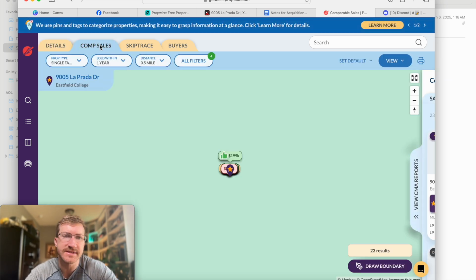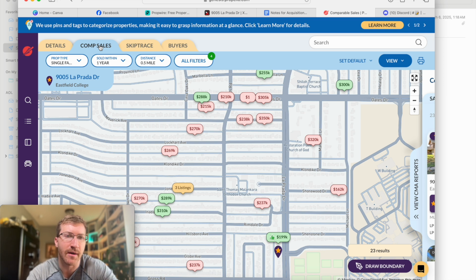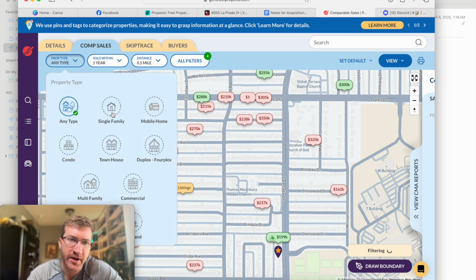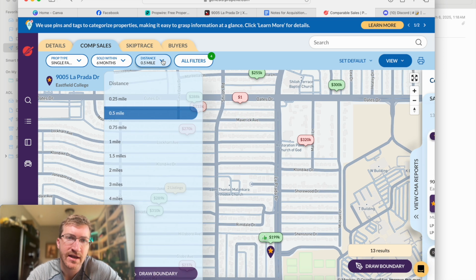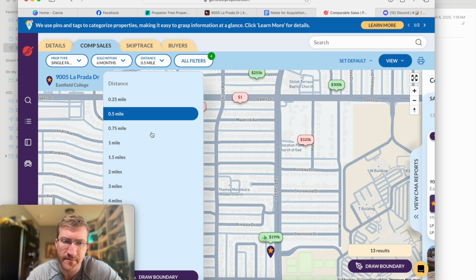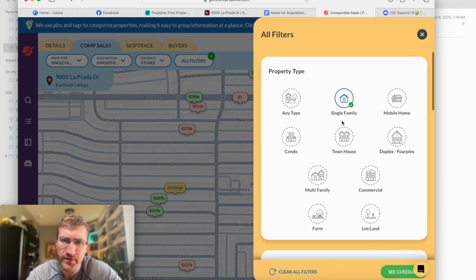So when you hit the comp sales button for your address property, you can scroll right up here to the top. We want single family homes as comps. We want sold within the last, let's say, 6 months. Distance from our subject property, half a mile. You can even choose up to 1 mile, 2 miles, 3 miles, 5 miles, and all these other filters.